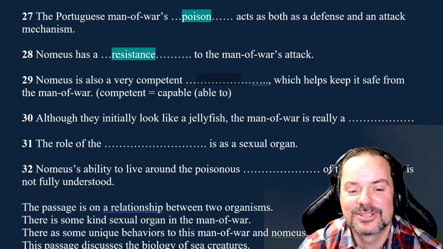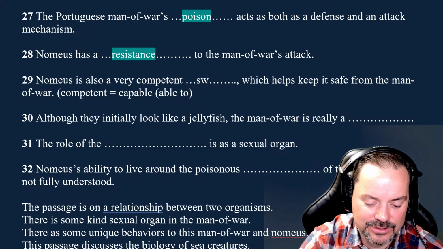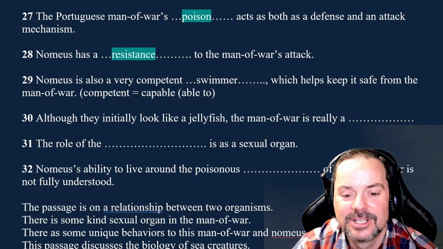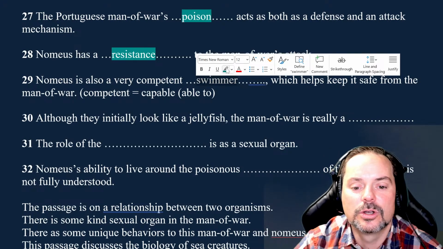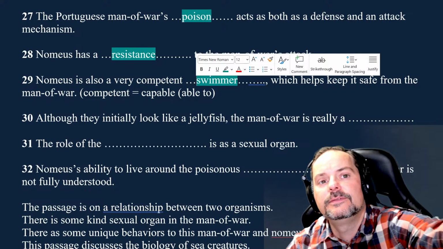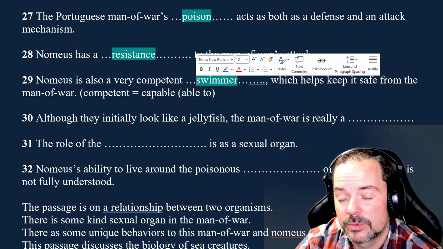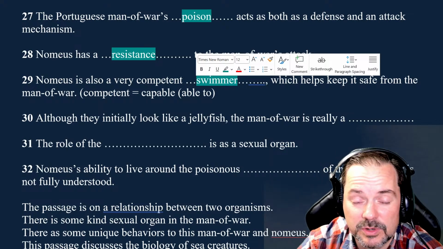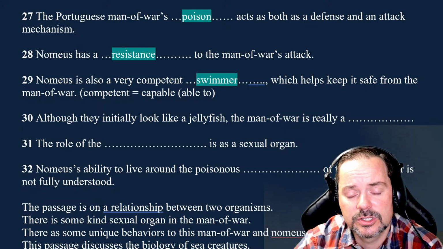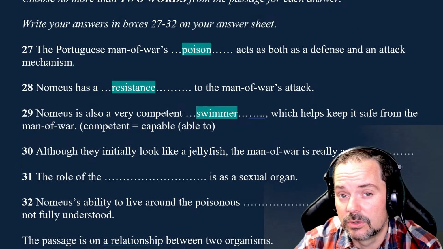So Nomius is also a very competent... What's the noun form? Swimmer. That's exactly it. That's the correct answer. The very competent swimmer. So here's something important to remember. Even though a passage in the IELTS might look really challenging with lots of new vocabulary, in many situations, the answers to the questions in that passage are not going to be super difficult.